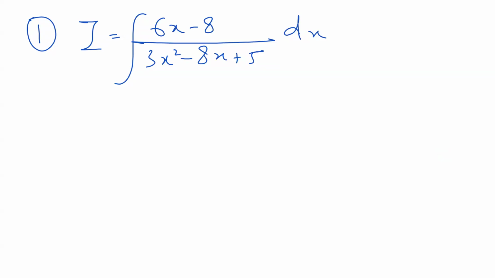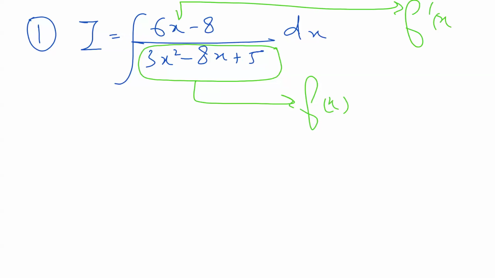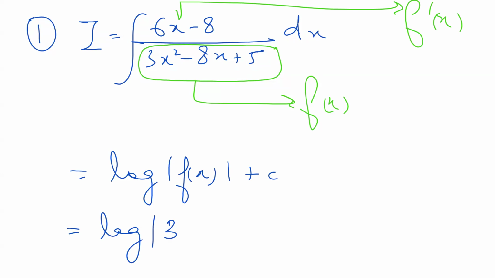So again, there are two methods to solve this. Just on a trial and error basis, find out the derivative of the denominator. The derivative of the denominator is 6x minus 8. So if you differentiate the denominator, you get 6x minus 8, which is luckily present in the numerator. So this is a function of x, and the numerator is the derivative of the function of x. So f dash x upon f of x is log mod f of x. So log mod 3x square minus 8x plus 5 plus c.